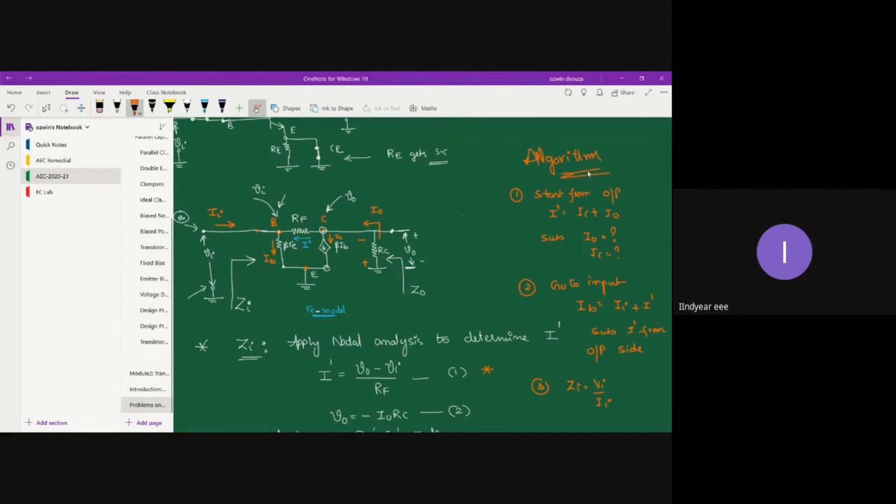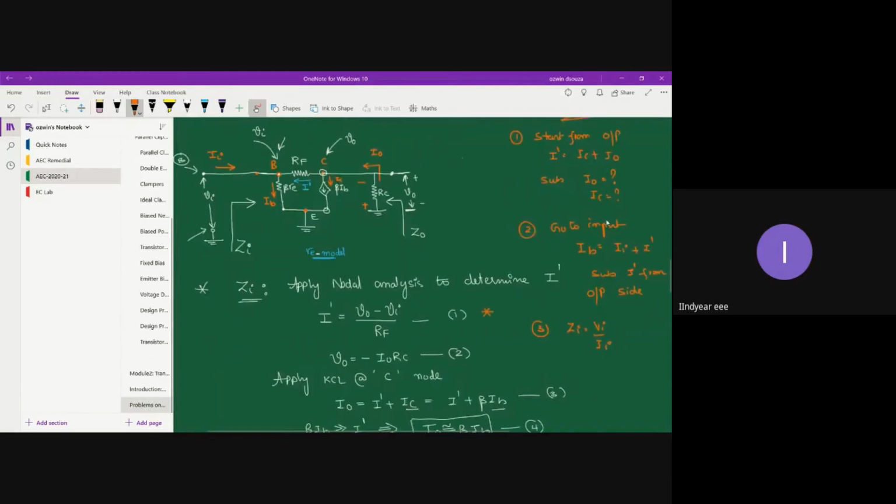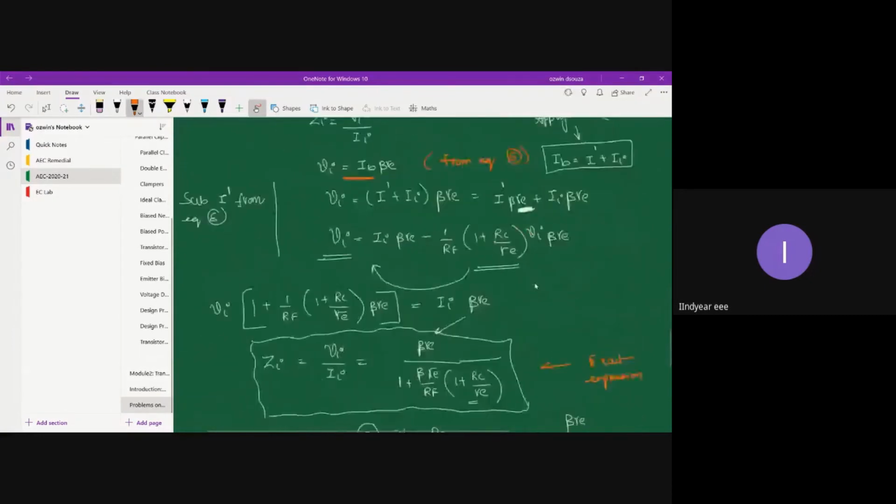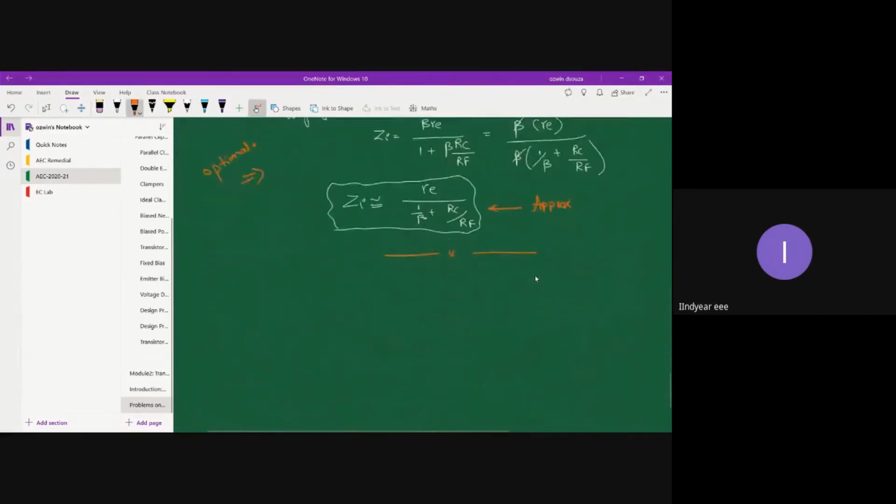To solve the collector-to-base amplifier circuit, you need some practice. If you have practice, you will find it very easy. You may have to practice once or twice. Just remember one thing: till now we have just solved Zi. That's all we have solved. Now let's go to Z0.